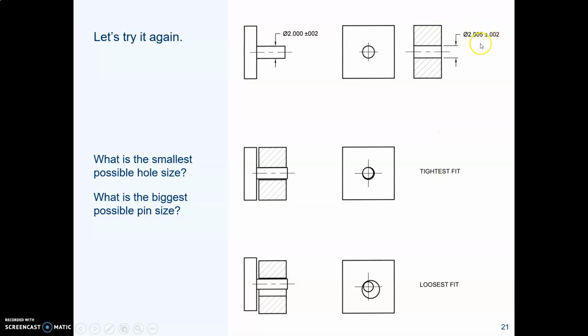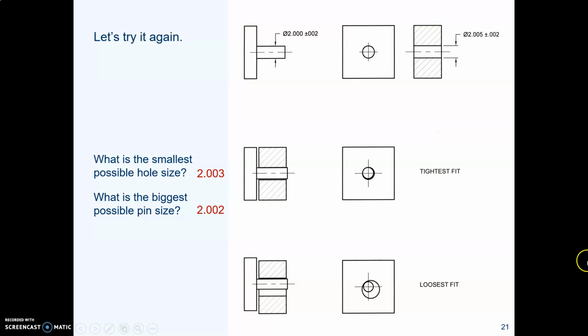Now, what is the smallest size the hole could be? 2 5 thousandths minus 2 thousandths is 2 3 thousandths. Good. And what is the largest the pin could be? 2 inches plus 2 thousandths. It could be 2 2 thousandths. All right, so now we're getting somewhere.